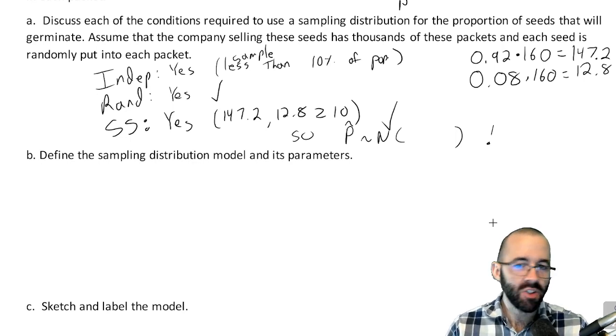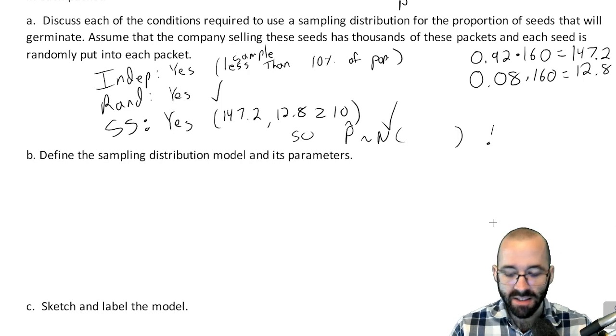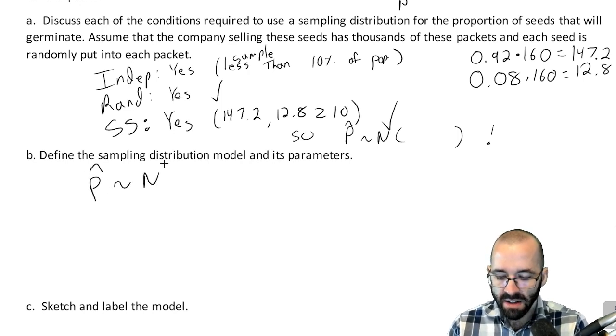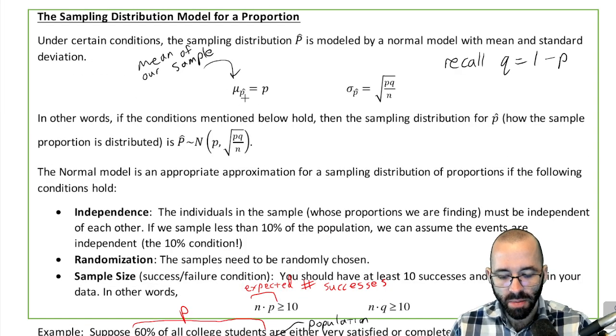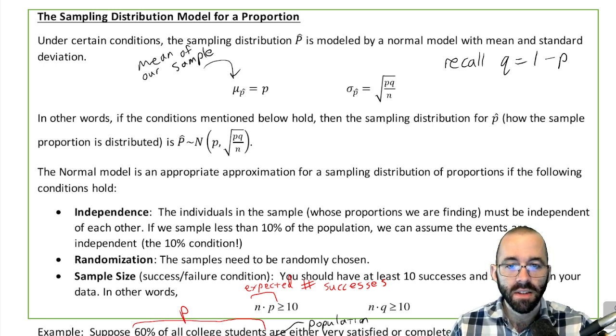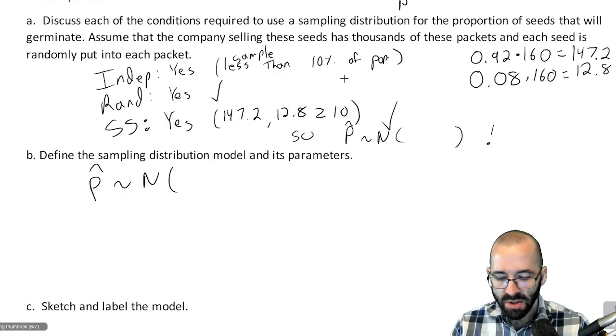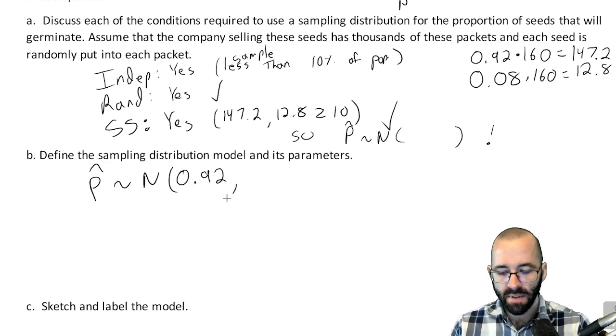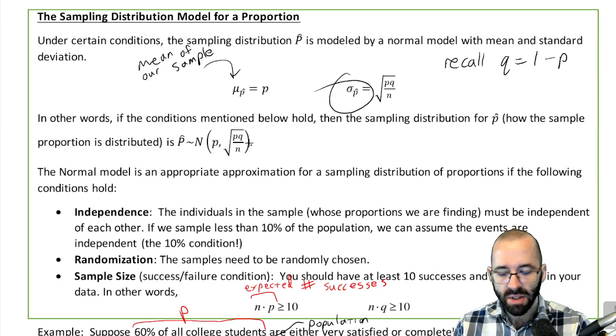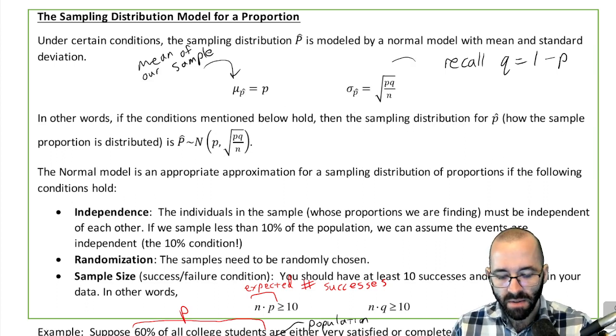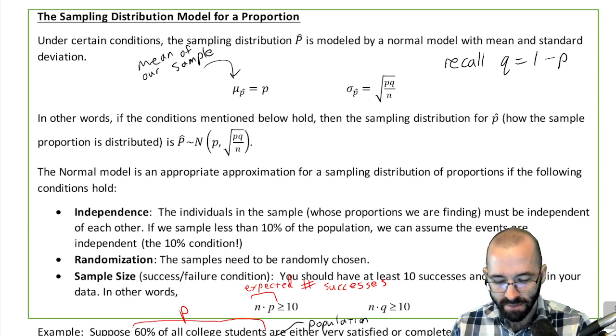Woohoo! So now we need to find its parameters, its mean and standard deviation. P hat, normally distributed. What's the mean of a sampling distribution of proportions? The mean of a sampling distribution for proportions is just the population proportion. That's what goes in the first blank. What's our population proportion? 92%. The standard deviation for a sampling distribution, what goes in the second blank, is just the square root of pq over n.